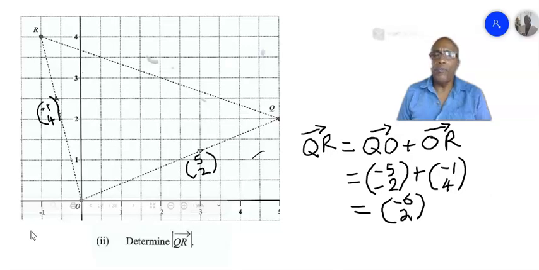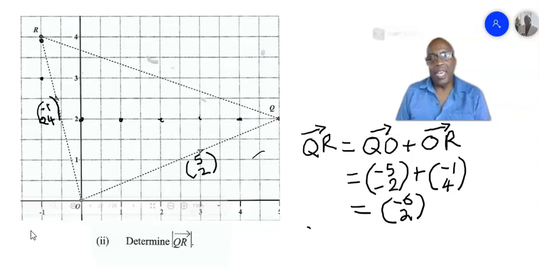Now we could have also found vector QR by simply counting the squares to get to R from Q. In the x direction, that's the top number, and the y direction is the bottom number in the vector. So if we go from Q, let's count 1, 2, 3, 4, 5, 6 spaces to the left to get to where R is, and we go up 1, 2. So it's negative 6, 2, as we found here.